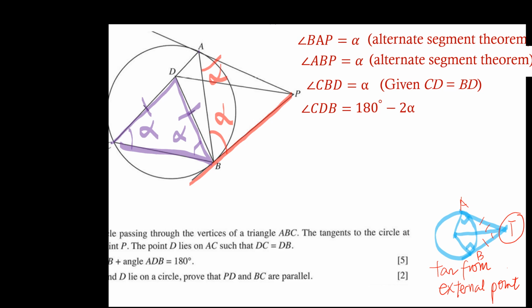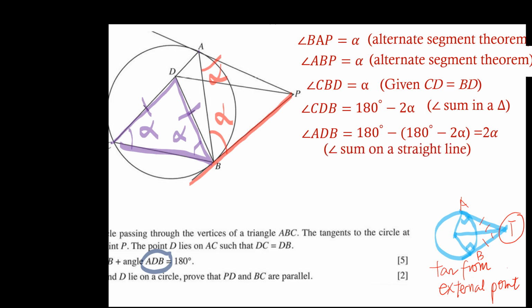Right. So finding CDB is to help us find ADB. Remember, we need to find this angle ADB. So using CDB, I can use 180 minus that, angle sum in the triangle. Always write down reasons for whatever we've done. So angle ADB will be 180 minus bracket 180 minus 2 alpha, which gives you 2 alpha, and the reason will be angle sum on the straight line. Okay, so we are done finding ADB.